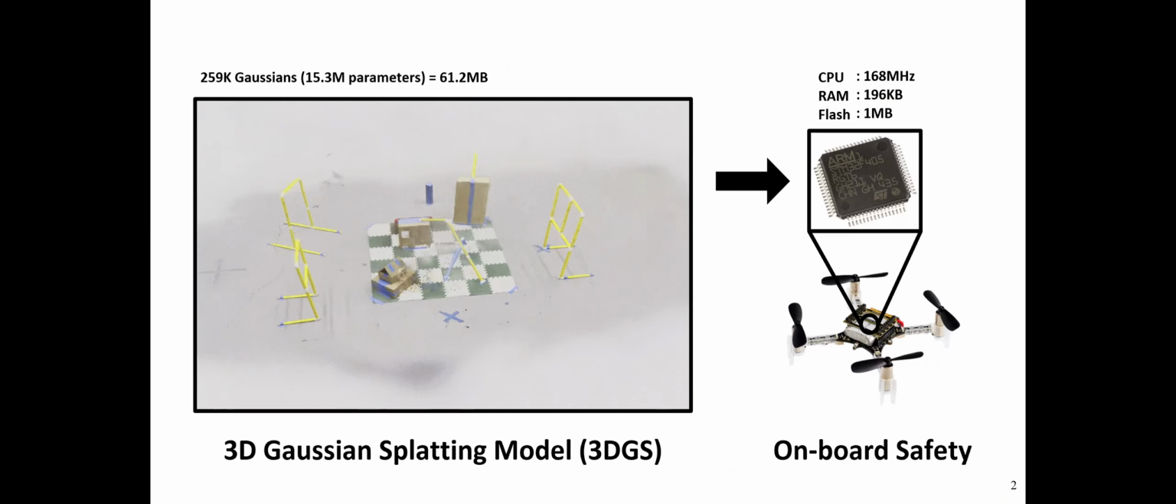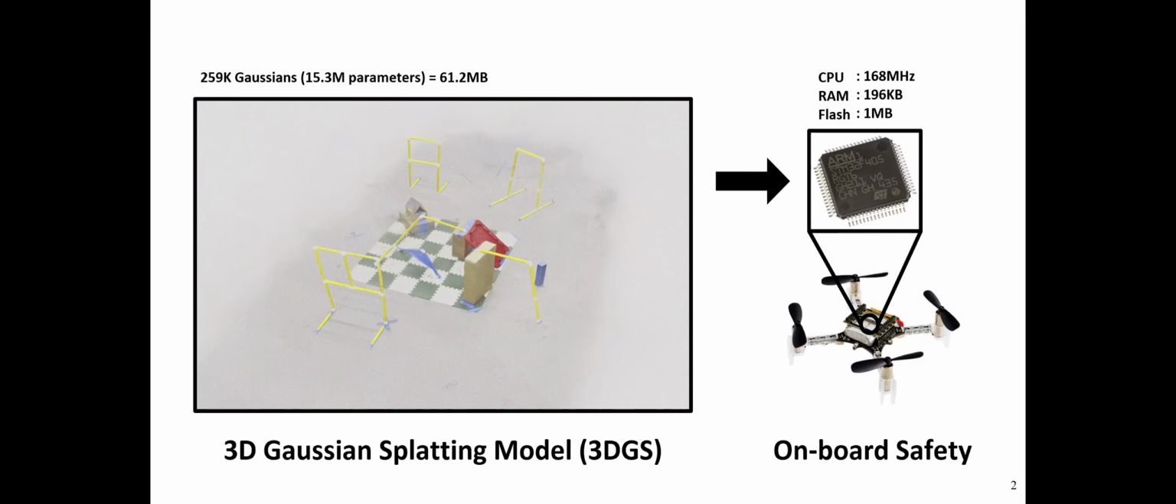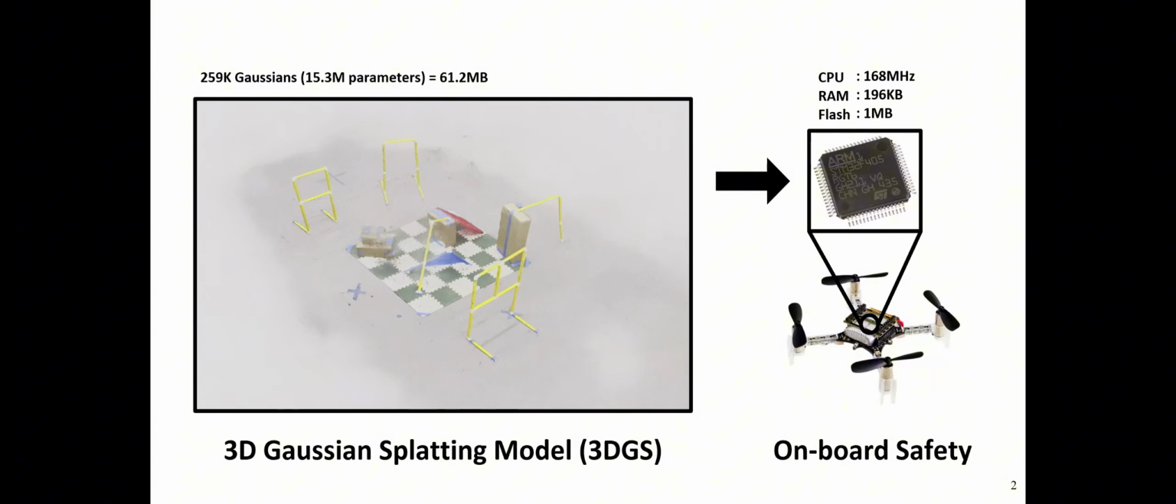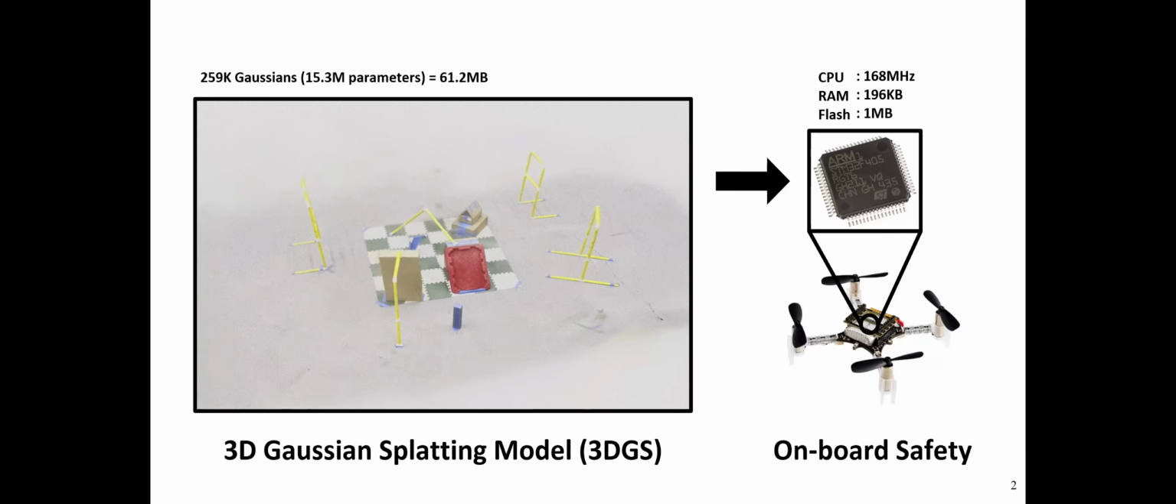3D-GS is a 3D reconstruction model that represents a scene as a cloud of Gaussian distributions to achieve state-of-the-art visual fidelity. This fidelity allows robots to perform multiple tasks more effectively, such as localization of objects.